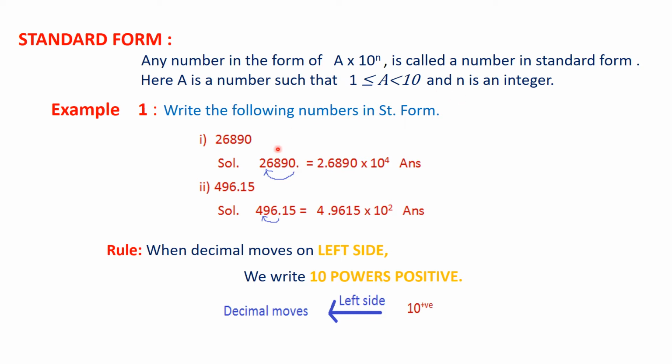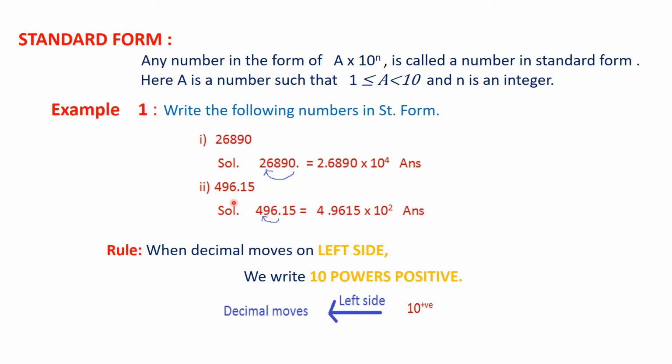Okay, for example 1, write down these numbers in standard form. We are given 26,890. First of all, my simple question is, where is the decimal in this number? When there is no decimal, keep in mind the decimal is always on the extreme right side, as we have shown here. Now we have to shift this decimal to the left, leaving one digit on the left side. So I write 10 raised power plus 4. Why is this 4? Because we have moved this decimal 4 places towards the left side, so we use here 10 power plus 4.